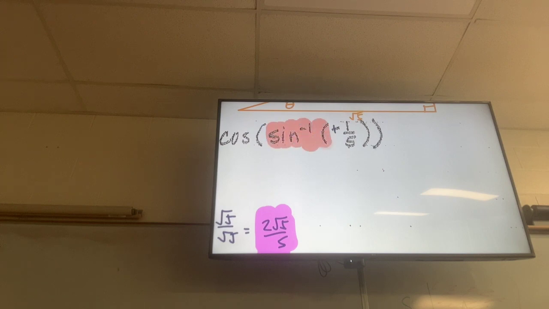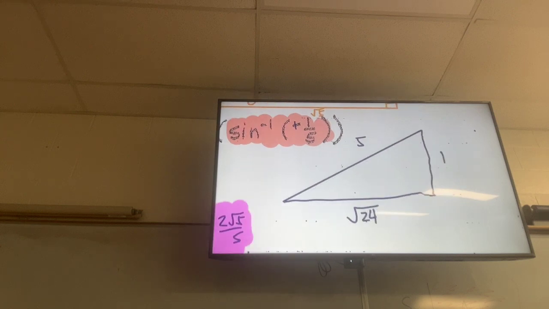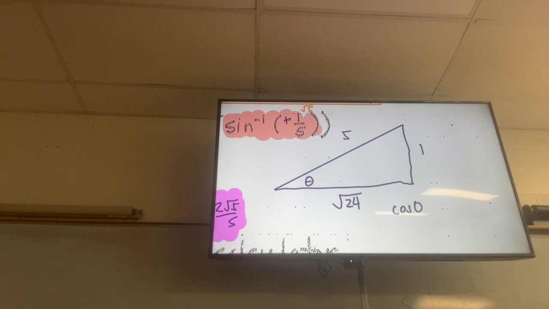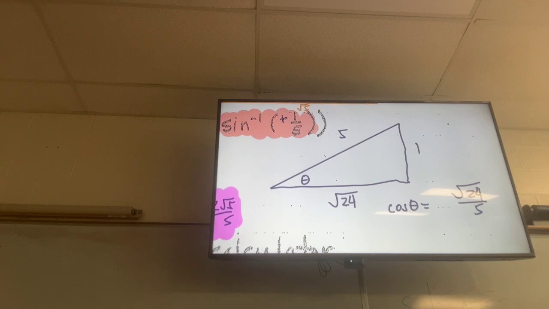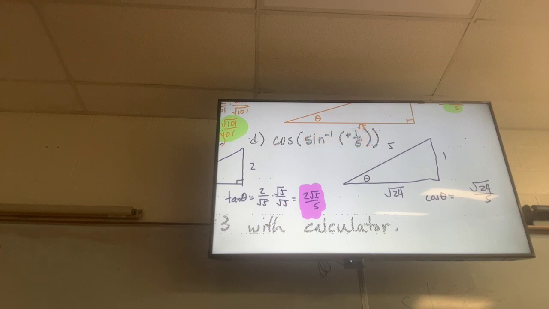So let's draw my right triangle. If the sine of my angle is 1/5, I can fill in the opposite and the hypotenuse. Would that be root 24 down here? Yeah. So here's my theta. What is the cosine of theta then? Root 24/5, right? Now we do have to pay attention to that negative, at the very end.